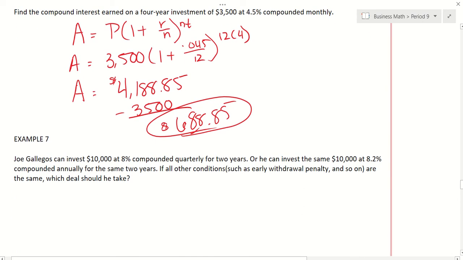Now they like to do a lot of comparison questions with this too. So you've got this guy, he can do 10,000 at 8% compounded quarterly for 2 years, or he can take 10,000 at 8.2% compounded annually for 2 years. Which is a better deal? So what you have to do is compute this twice. Use the formula twice, do both situations, compare. Go ahead, pause the video, and try it.